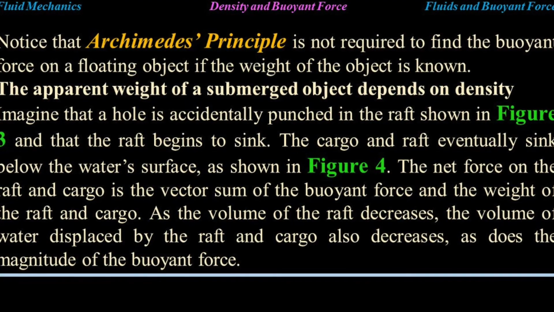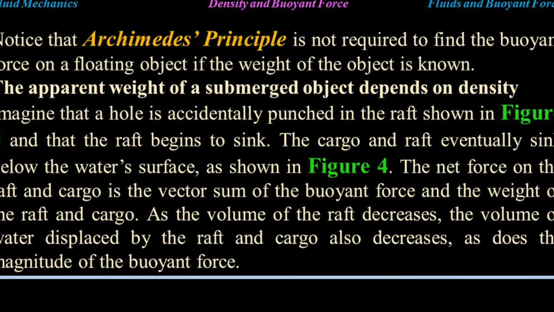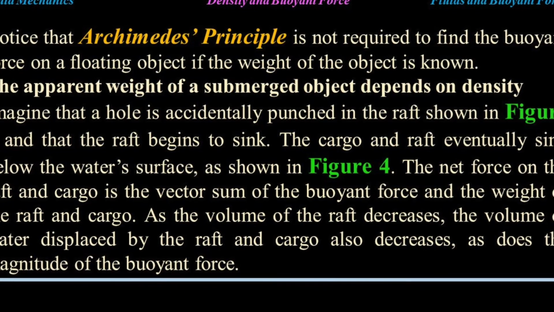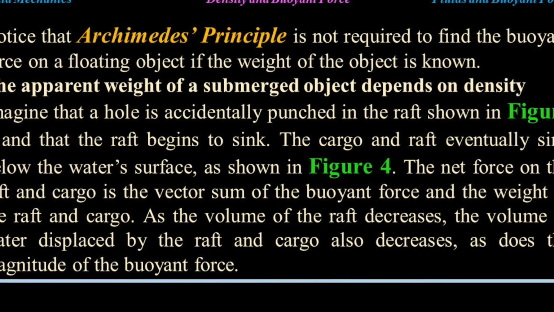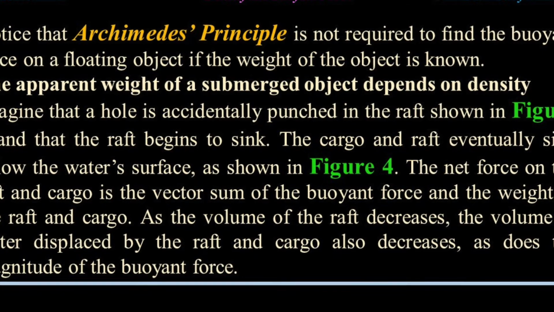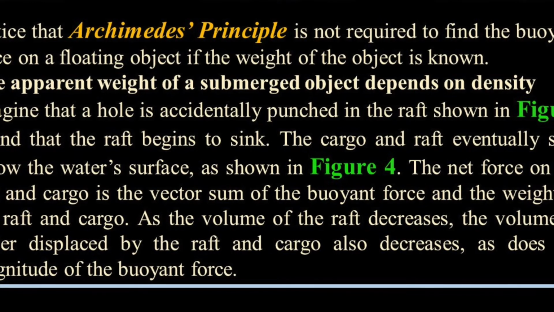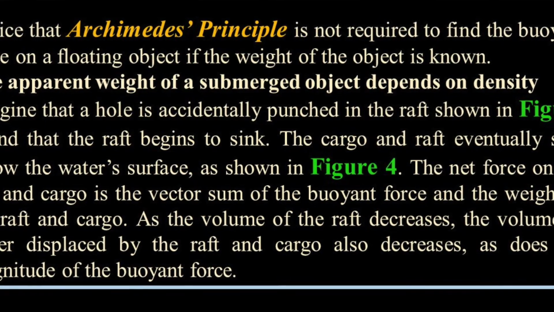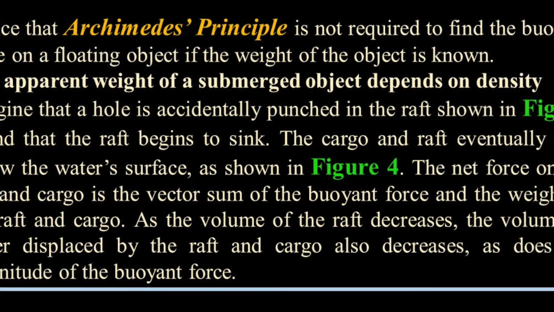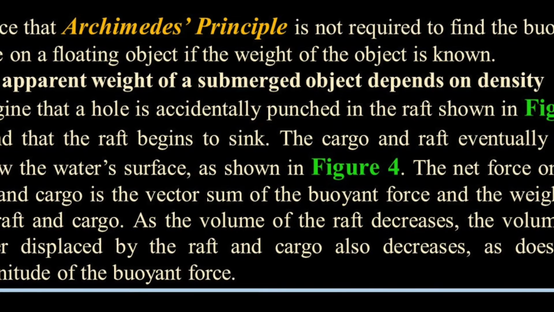Imagine that a hole is accidentally punched in the raft as shown in figure 3, and that the raft begins to sink. The cargo and raft eventually sink below the water's surface, as shown in figure 4. The net force on the raft and the cargo is the vector sum of the buoyant force and the weight of the raft and cargo. As the volume of the raft decreases, the volume of the water displaced by the raft and cargo also decreases, as does the magnitude of the buoyant force.